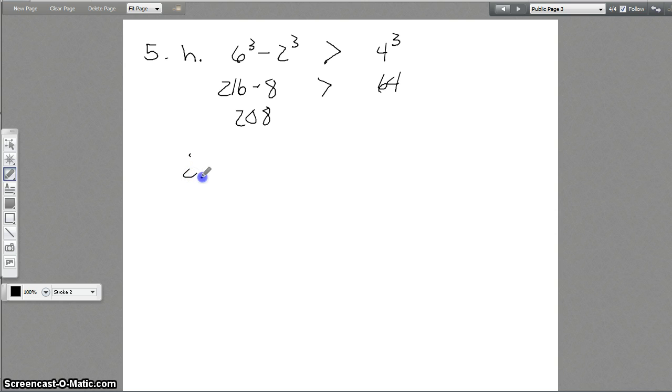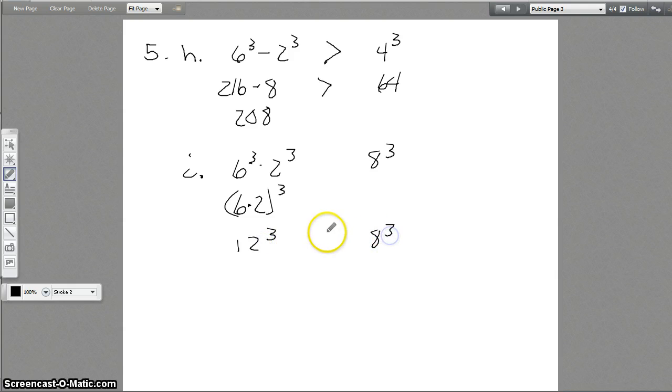So now we're going to look at part I. For part I, we have 6 cubed times 2 cubed, and on the right, we have 8 cubed. Okay, so 6 cubed times 2 cubed is the same as 6 times 2, quantity cubed. And 6 times 2 is 12. Well, 12 cubed has got to be bigger than 8 cubed. So we put in a greater than symbol.